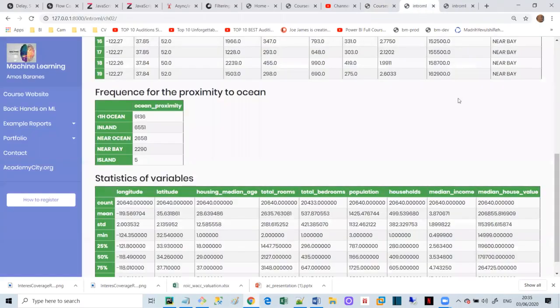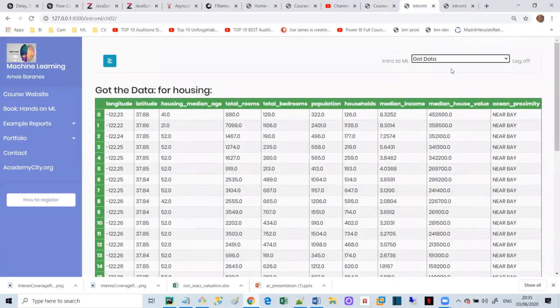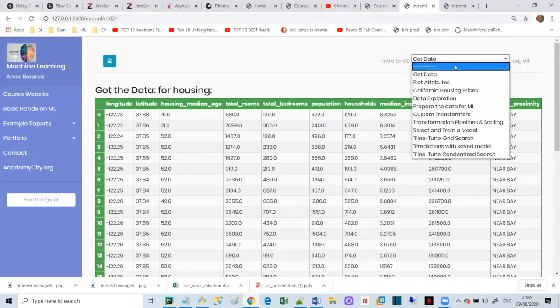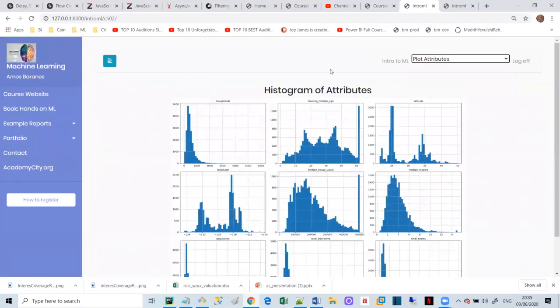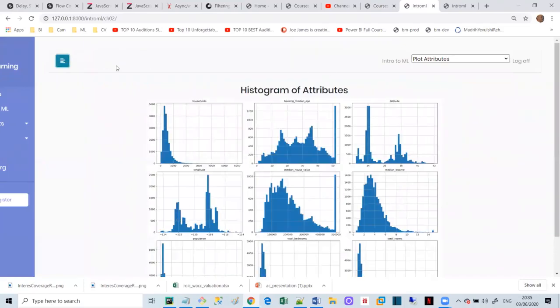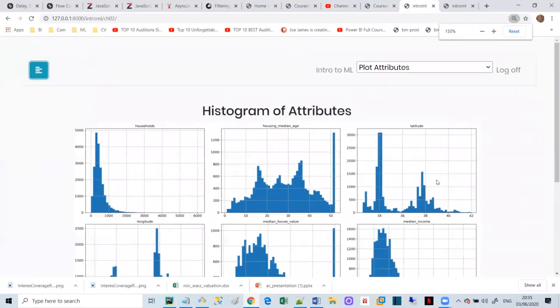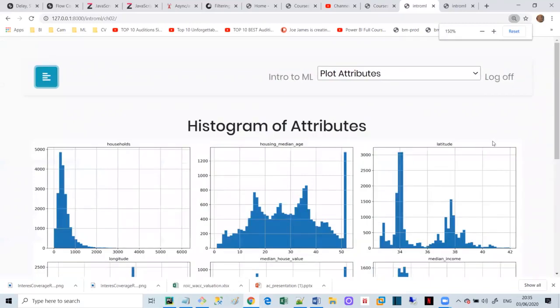By the way, we finished that one, so you just go to the next one. And the next one is plot attributes. Again, who wants to help me? Here we go, I got all these. By the way, the nice thing here is you can just increase it. I took the pictures from here and put them in the text, but I can't really see the pictures as well as you can see them here.